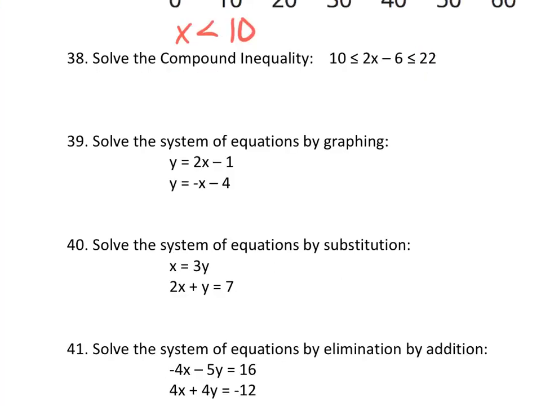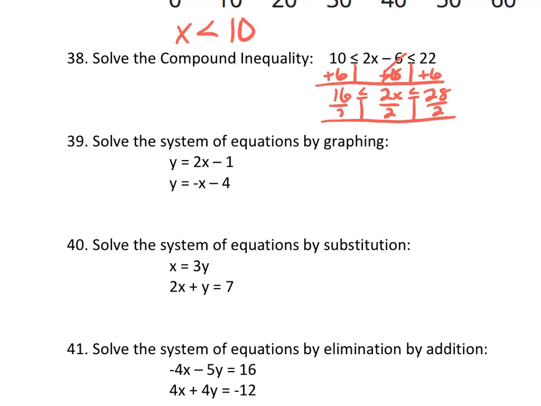For number 38, solve the compound inequality. This is where I always say do a double upside down t to get the x by itself. And we're going to add 6 to all three parts to get the x by itself. So I get 16 is less than or equal to 2x, which is less than or equal to 28. And then another double upside down t to get the x by itself. The opposite of multiplying by 2 is dividing by 2. And we get 8 is less than or equal to x, which is less than or equal to 14, and that's my answer.